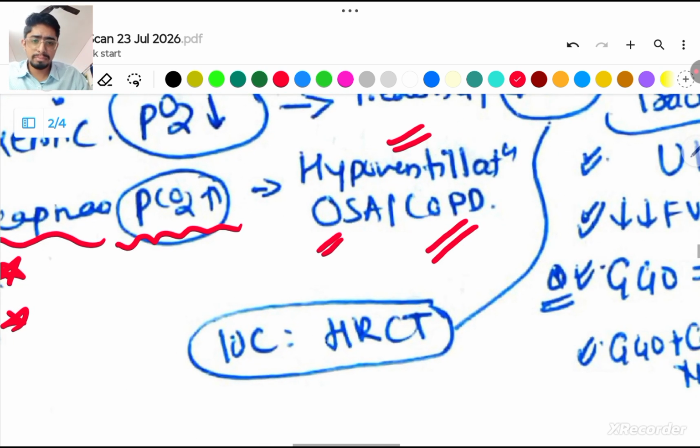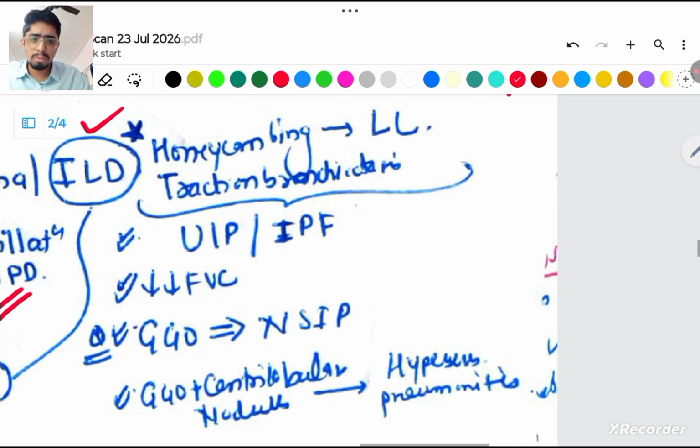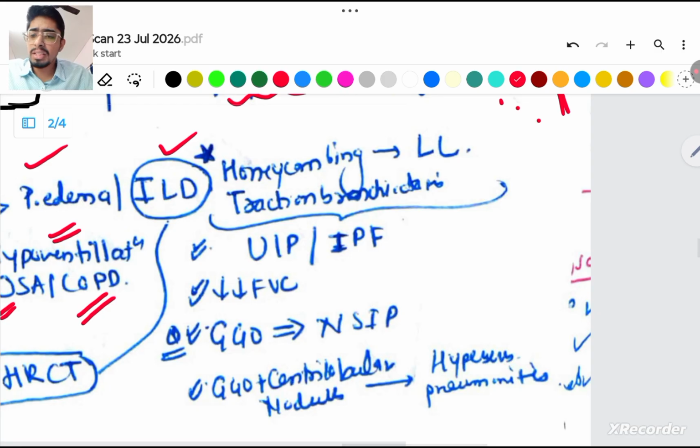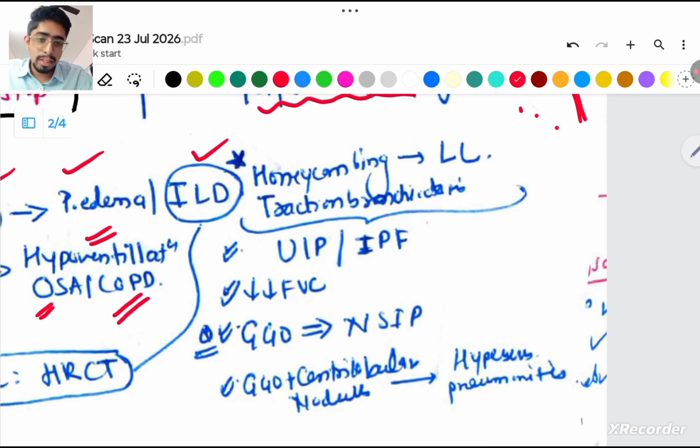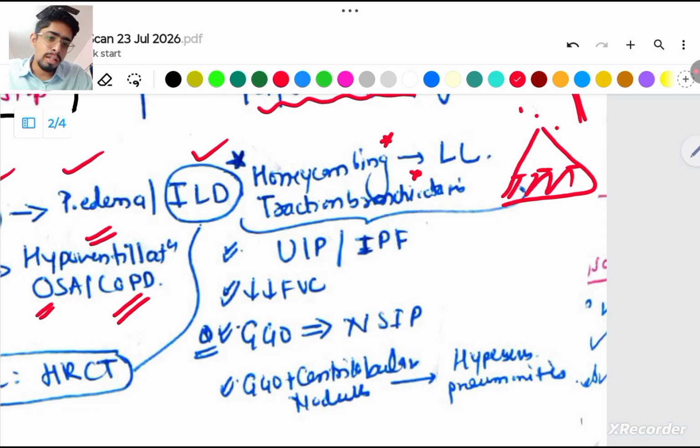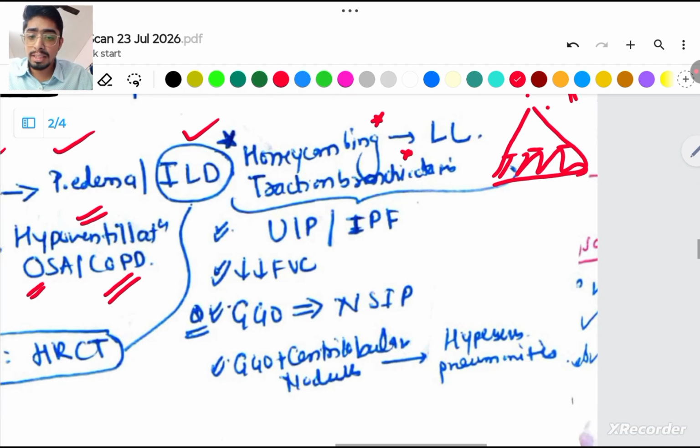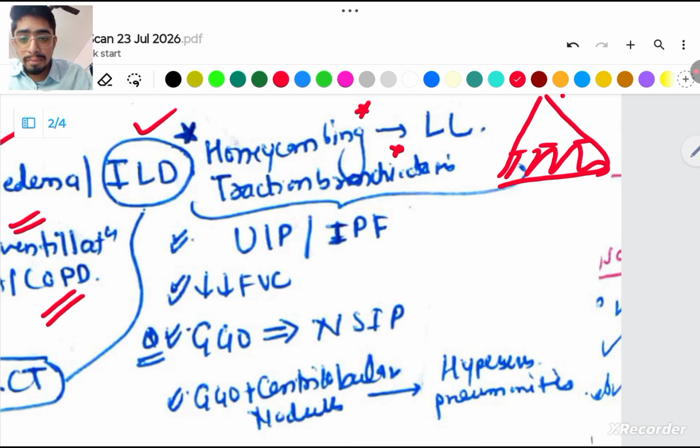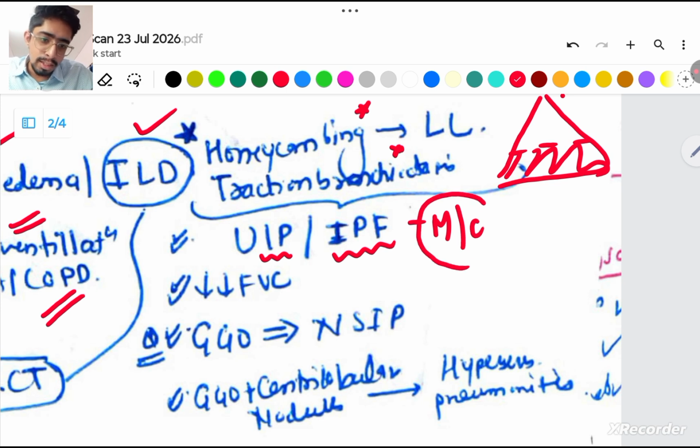Now, let's talk about ILD. ILD is basically interstitial lung diseases. If you see a honeycombing pattern, traction bronchiectasis, and they say that the lower lobes are involved, it is nothing but ILD, specifically the UIP pattern or IPF pattern. These are the most common type of interstitial lung disease.